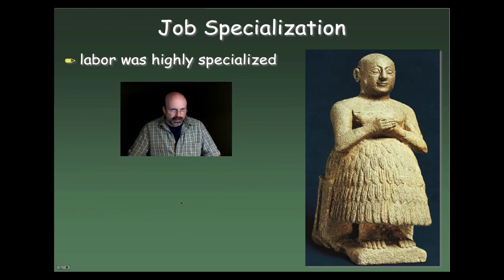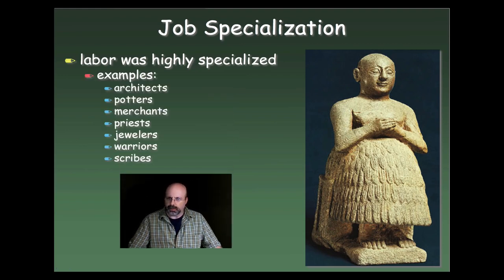Okay, let's take a look then at job specialization. Labor was highly specialized, and what that basically means is that people had very specialized jobs. So some very particular examples would be things like architects to build ziggurats, potters to make pottery, merchants would buy and sell things via trade on their trade routes.